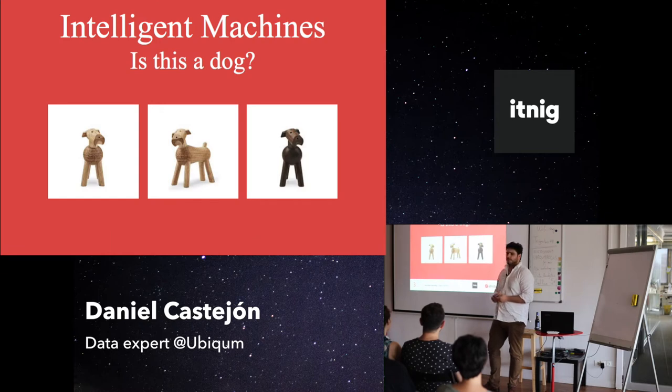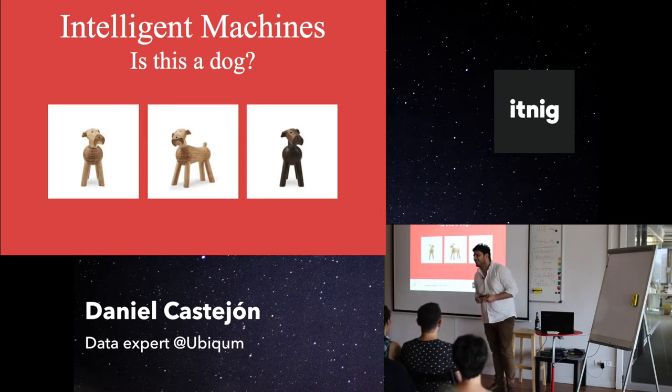What do I have here? A dog? One dog? Three variations. Three variations of a dog? Great. So that was quite easy for him, right? What's your name? Greg. Greg? So for Greg, that was really easy. But that is really difficult for my computer to know.